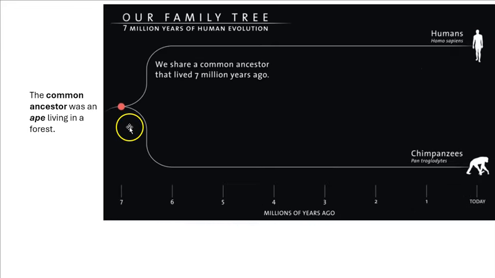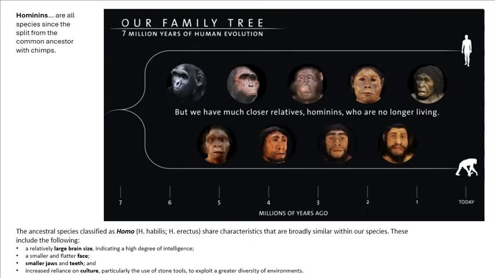We share a common ancestor with chimps that lived roughly 7 million years ago. And that common ancestor species was an ape living in a forest habitat. But we do have much closer relatives called hominins who are no longer living. So while chimps are our closest relatives that are existing today, we do have closer relatives, but they died. So they were extinct ancestors. The word hominin refers to all the species since the split from the common ancestor with chimps.